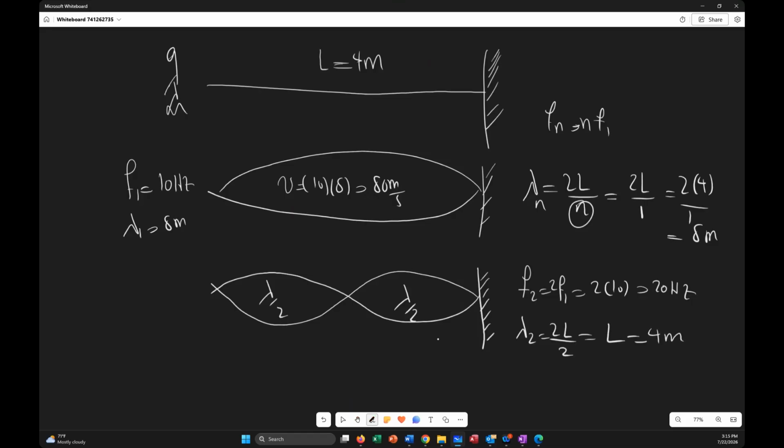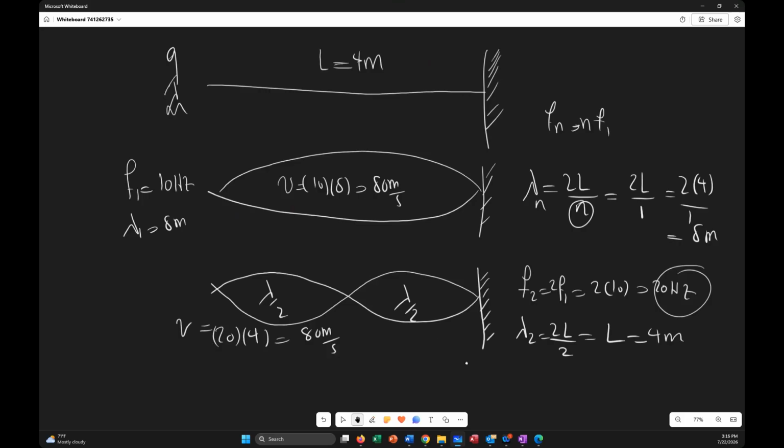I asked you to calculate the velocity. The velocity is going to be, again, what is the frequency? 20. What is the wavelength? 4. 20 times 4 is 80 meter per second. I found something. It doesn't matter what frequency you are, what harmonic you are, your standing wave velocity is always the same because the medium is exactly the same medium. Medium has not changed. Good?